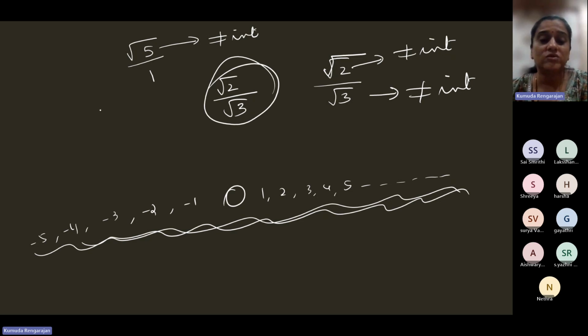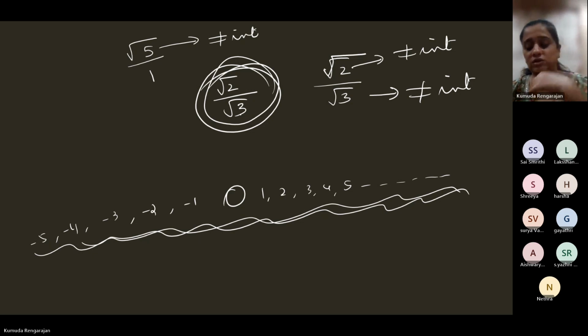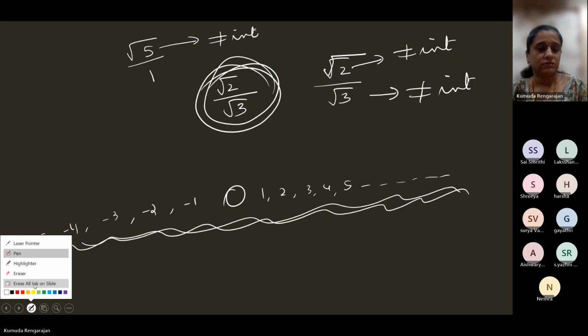Don't get confused. When we say p by q form, it is integer by integer form, not something by something. Anything by anything cannot become a rational number. Only integer by integer is a rational number. So root 2 by root 3, this expression, is not a rational number. It is an irrational number. So that's about rational and irrational numbers. Numbers that have a p by q form are rational; numbers that do not have a p by q form, that is integer by integer form, are irrational numbers.